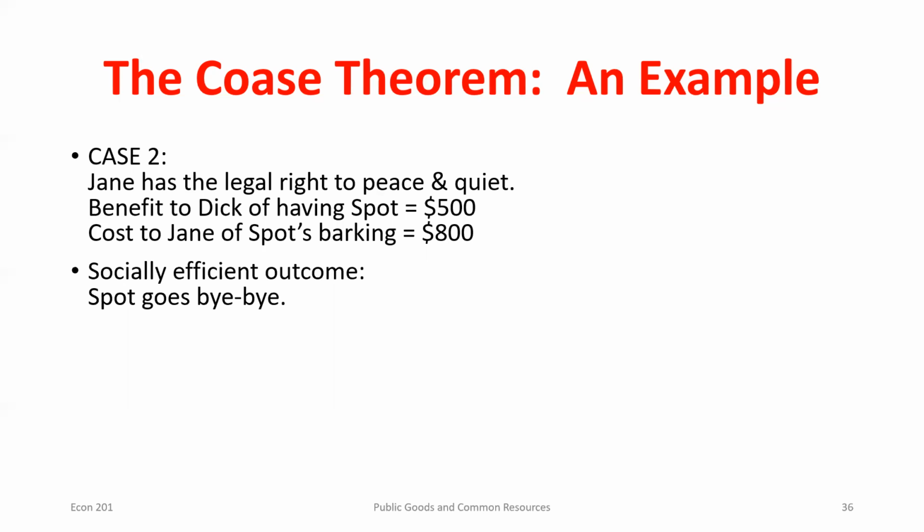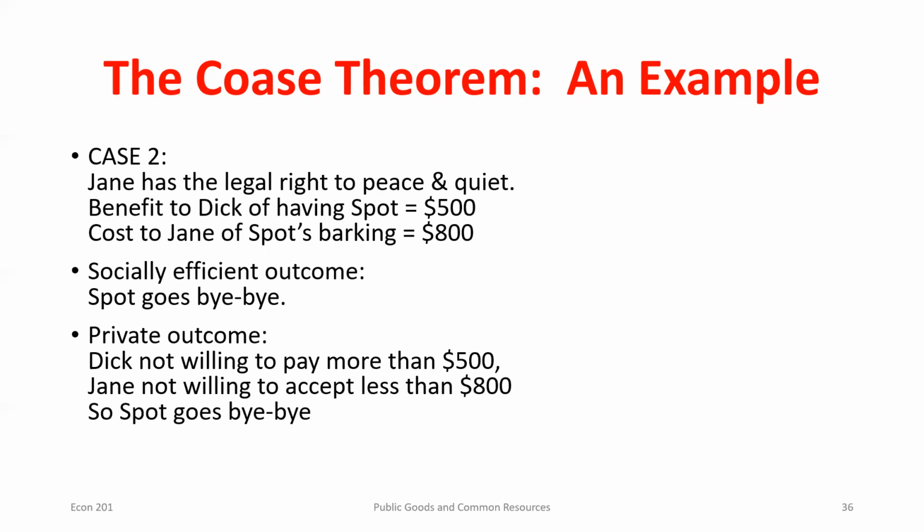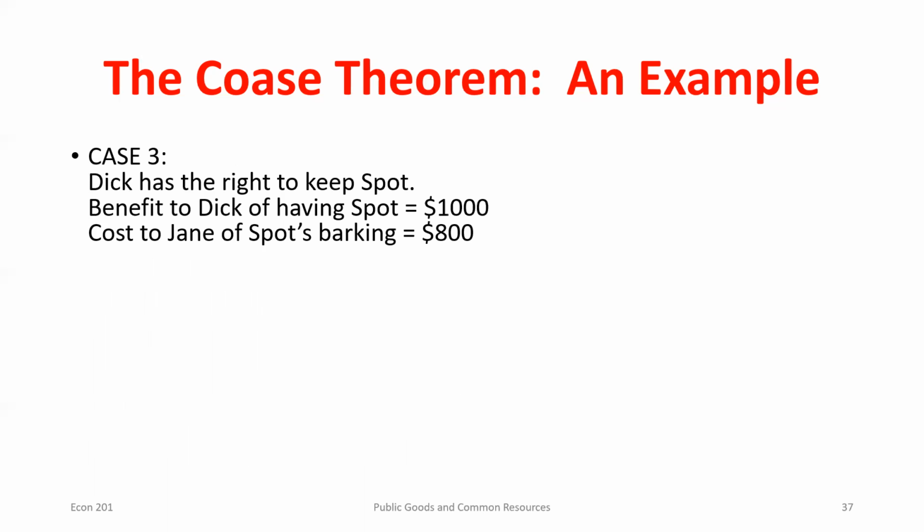She could offer him an amount of money to get rid of the dog, right? If she had the right, no matter what Dick wanted to do, even if he valued the dog more, she could say, you get rid of the dog, and we end up with the same outcome. Okay? However, here Dick wouldn't get the money. So once again, we end up with the outcome being efficient for society because Jane valued getting rid of this dog more than Dick valued keeping it.